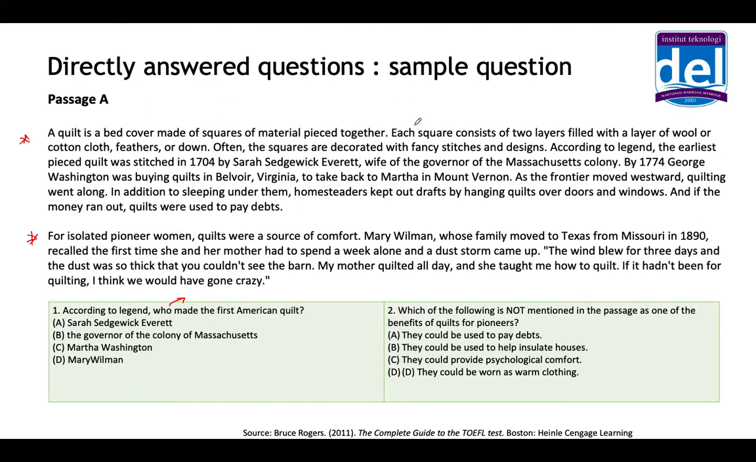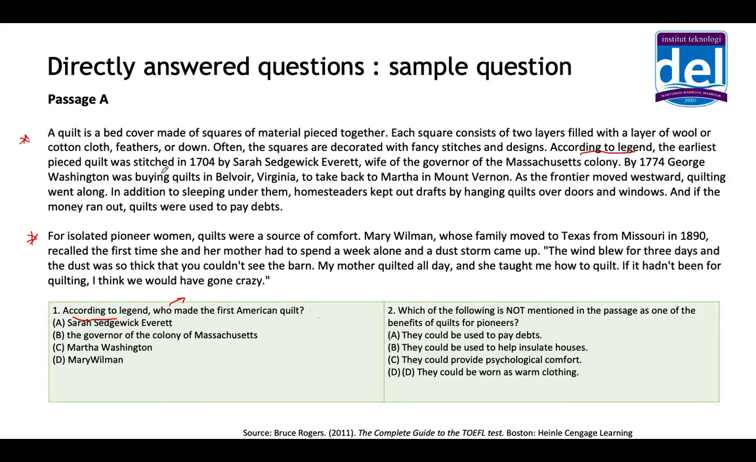And we can move on to the second sentence. "Each square consists of..." this is also about the materials of a quilt, so this is also not related to the question here. And we move on to sentence 3. "Often the squares are decorated." Also, this is not talking about persons. And we move on to sentence 4. "According to legend," okay, this sounds the same as the question here, because it says here "according to the legend" and here also "according to the legend." So we might be focusing on this sentence.